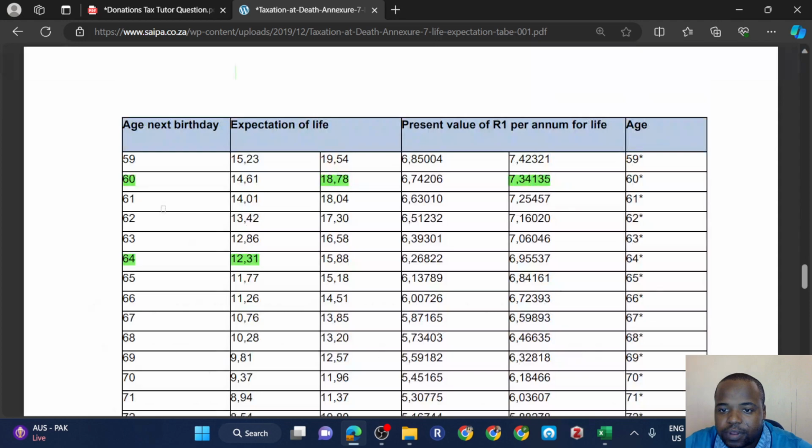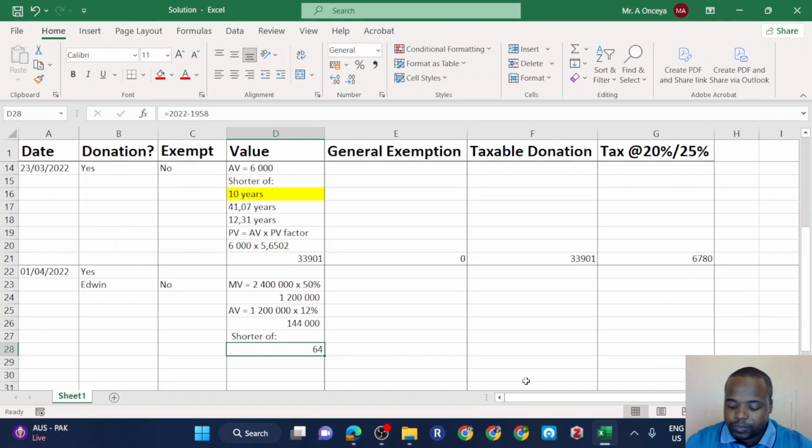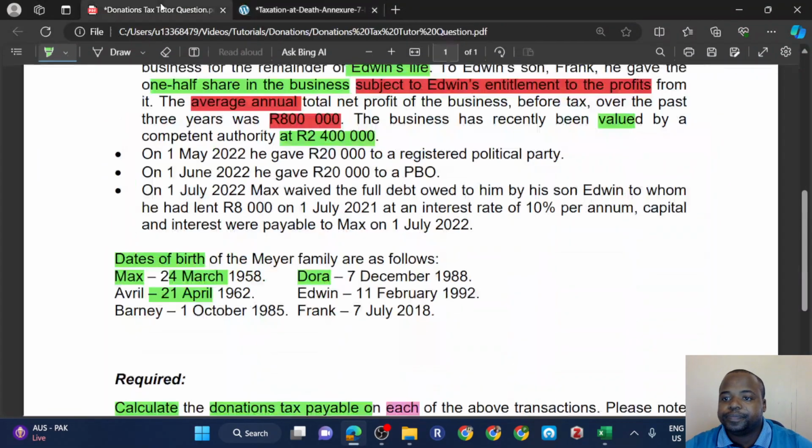You come look at it, but remember, since he's 64, you use the next age, which is 65. So he's expected to live for 11.77 more years. And then we look at Edwin's life expectancy.